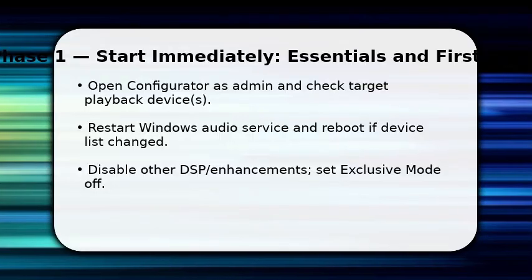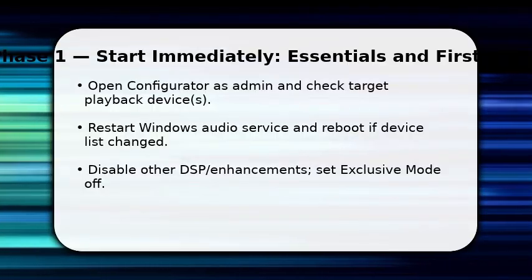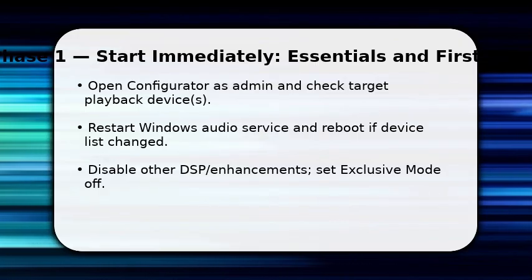You need to start by verifying Equalizer APO is applied to the correct playback device. Open the configurator with admin rights, tick the target output, then apply and reboot. Once done, make sure Windows audio enhancements and exclusive mode are disabled for that device because they can conflict and cause APO to drop out.